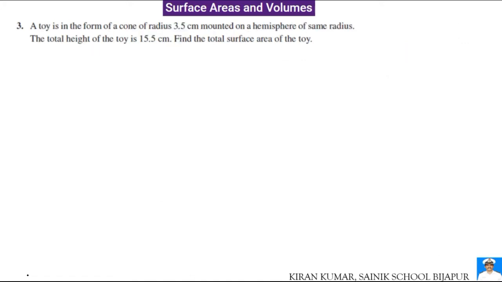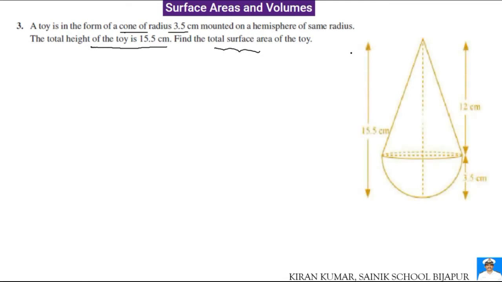Question number 3. A toy is in the shape of a cone of radius 3.5 centimeter mounted on a hemisphere of the same radius, and the total height of the toy is 15.5 centimeter. Find the total surface area of the toy. Here they have given the height of the toy as 15.5 centimeter and the radius is 3.5 centimeter. So the height of the cone will become equal to 12 centimeter.